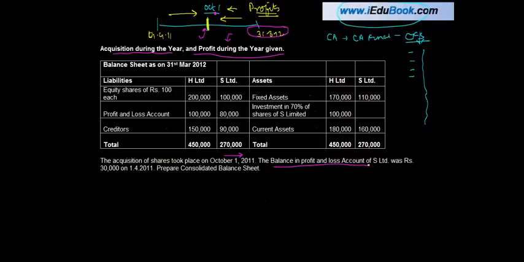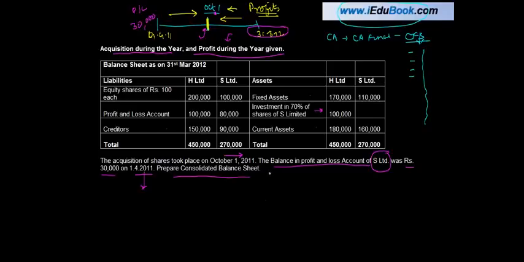The balance in the profit and loss account of S Limited. S Limited is the subsidiary. How do I know this? The question says investment in 70% of shares of S Limited, 1 lakh, was rupees 30,000 on 1/4/2011. The balance that I am given is of this date. There is no general reserve, just the profit and loss account balance. Prepare the consolidated balance sheet. Now, your procedure and everything remains the same.